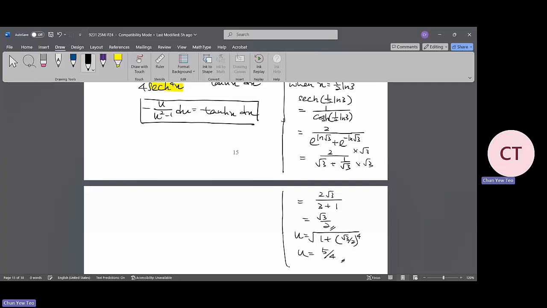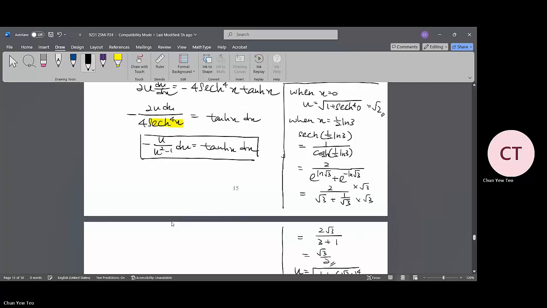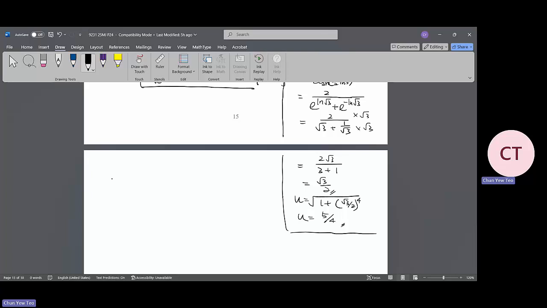Okay, now we only set that. Okay. So now we are ready. S equals 2π ∫ from 0 to ½ ln 3 of tanh x √(1 + sech⁴x) dx. The 2π just copy down.